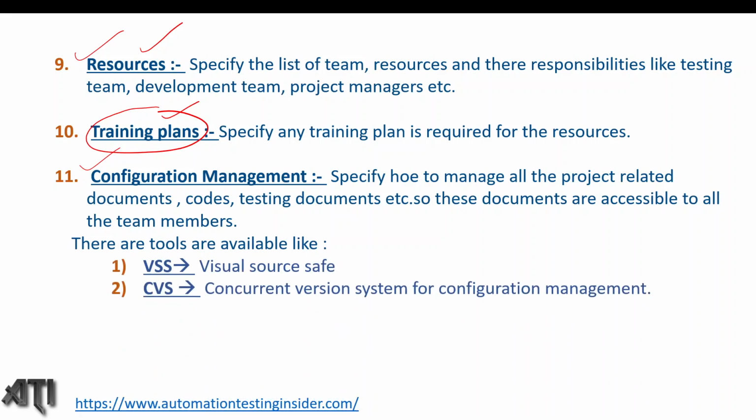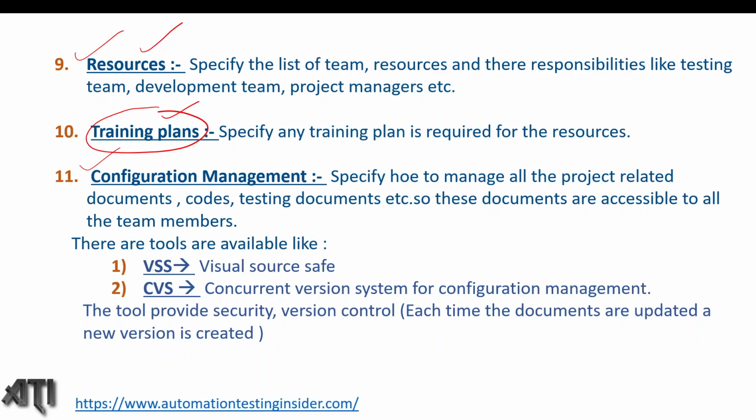Long back we used to have VSS, Visual Source Safe. We have Concurrent Versions System. So the tool provides security and version control. What do you mean by version control? Each time the documents are updated, a new version is created. Whenever we update our document, a version should be created. Let's say this is version 1, there should be version 1.1, 1.2, 1.3, like this. So we can access any of the versions anytime. That is the main important point of configuration management.